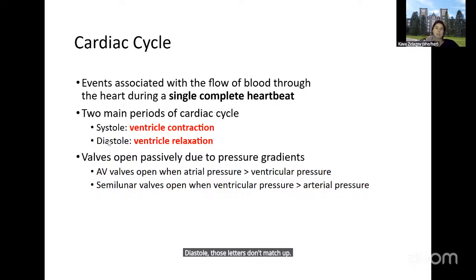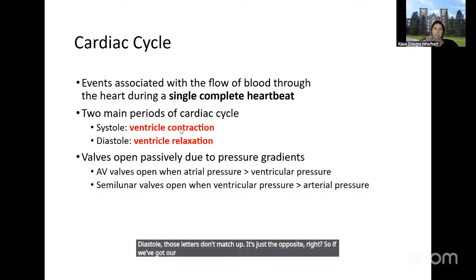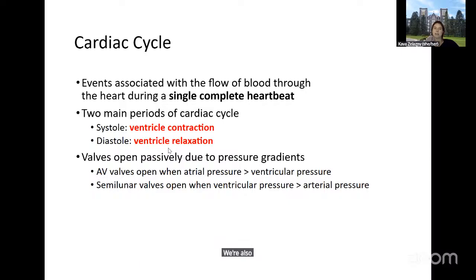Diastole, those letters don't match up. It's just the opposite, right? So if we've got our squeezing contraction part, we're also going to have the relaxation part. That's the diastole. Okay. These do match up to if you've ever taken a blood pressure. You've got a systolic and a diastolic pressure.